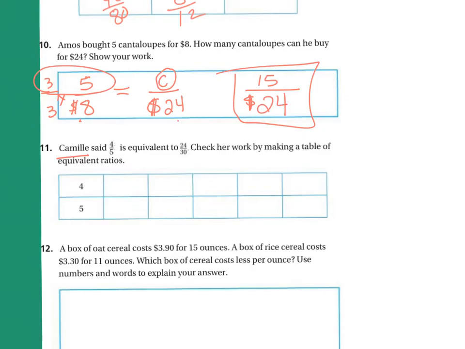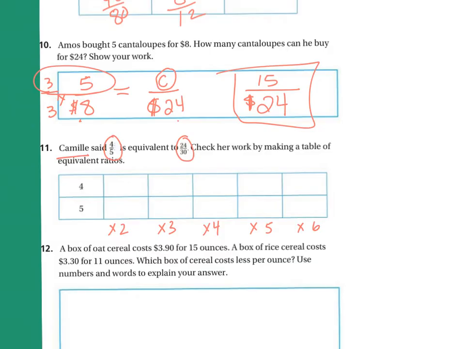All right, Camelia said that 4/5 is equivalent to 24/30. Check her work by making a table. So again, I'm going to multiply this one by 2, this one by 3, this one by 4, this one by 5, and this one by 6. So that means my top and bottom number are going to be multiplied by that.